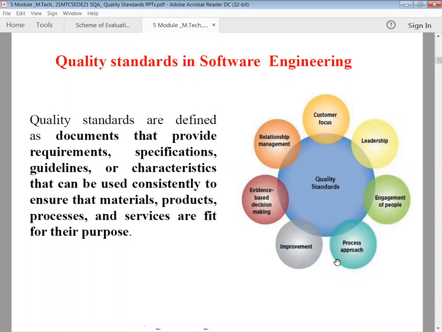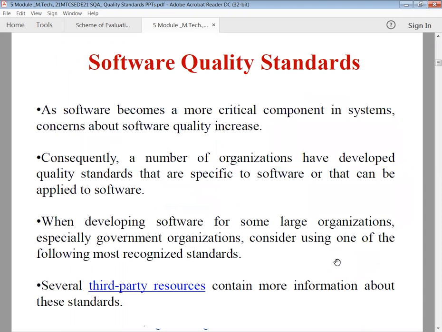Quality standards are based on customer focus, leadership, engagement of people, process approach, improvement, evidence-based decision making, and relationship management. These are the various parameters we need to consider while measuring the quality of software quality standards.